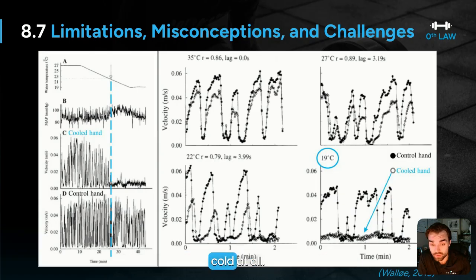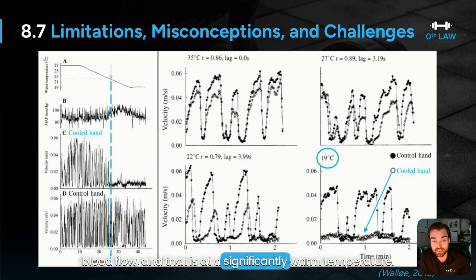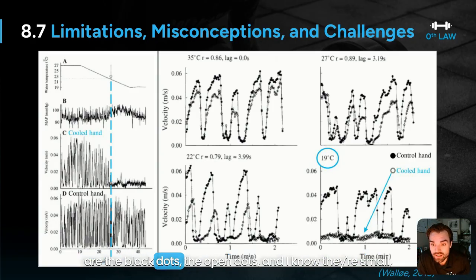That is not cold at all. So there's this belief that if you put ice packs, or you need to get as cold as possible, but you will have almost no blood flow. And that is at a significantly warm temperature. Now on the right, we see this pattern where the control hand are the black dots, and the open dots, I know they're small, are the cooled hand.